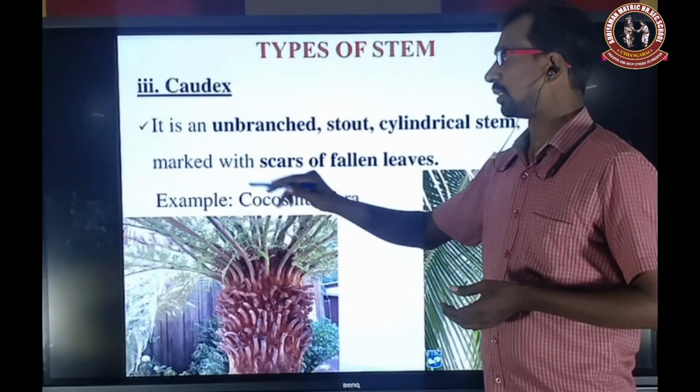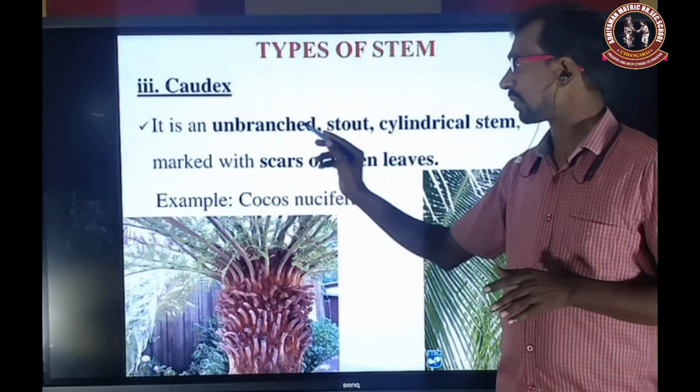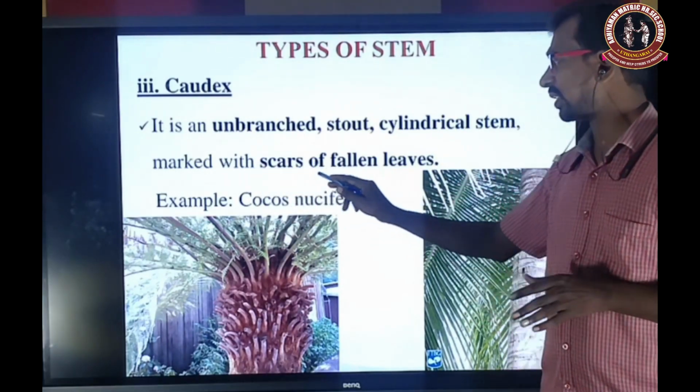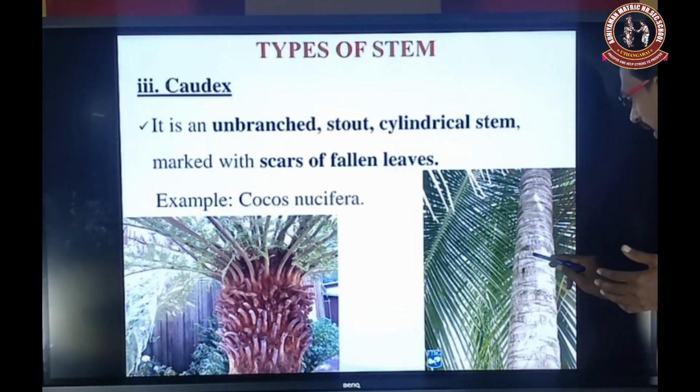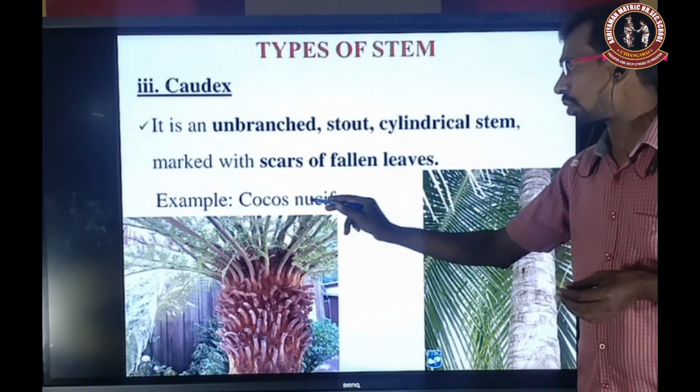Next, caudex. It is an unbranched, short cylindrical stem, marked with scars of fallen leaves. Example, Cocos nucifera, coconut plant.